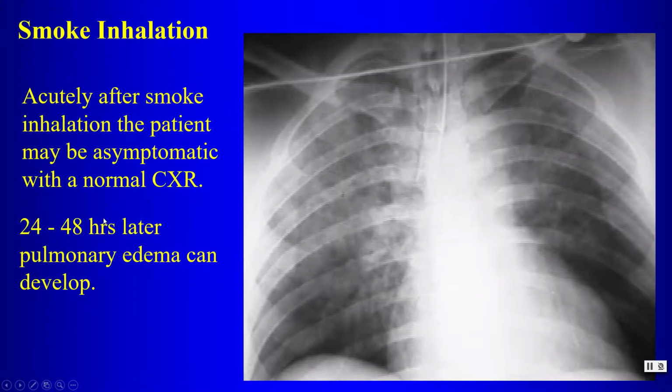Smoke inhalation. This occurs acutely after smoke inhalation. The patient may be asymptomatic initially after smoke inhalation with a normal chest radiograph. That's why the clinicians will look for soot around the face, the nose, and the mouth, and elevated carbon monoxide levels to tell you that the patient is at risk for smoke inhalation, because 24 to 48 hours later, the patient may develop pulmonary edema.